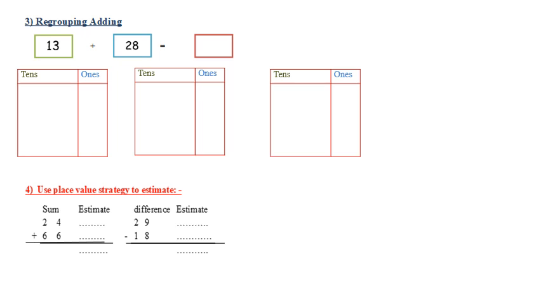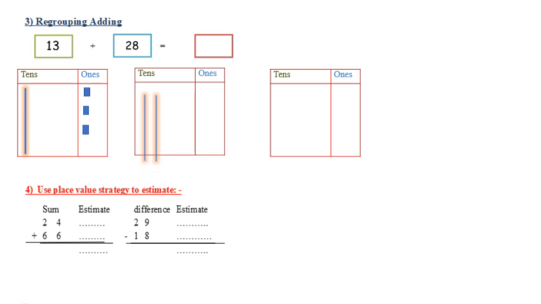Let's add by regrouping. 13 plus 28. I'll represent 13 on tens and ones. How many tens? 1. And how many ones? 3. Okay. I'll draw 1 stick in tens and 3 small squares in ones. Now let's represent 28. How many tens? 2. And how many ones?